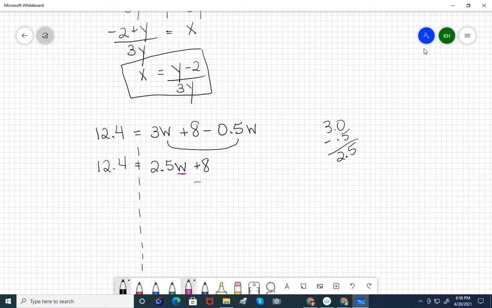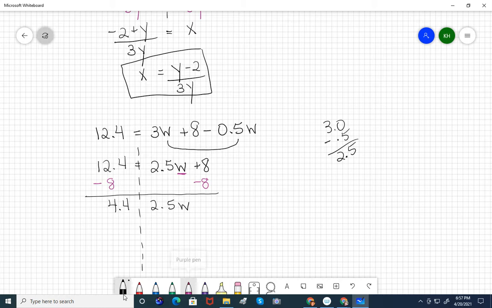So, minus 8, minus 8. 12.4 minus 8. You got a calculator if you need one. It's going to be 4.4. 2.5w plus 8 minus 8 is just 2.5w.